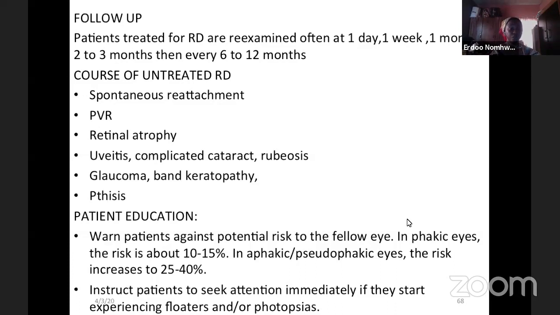It can spontaneously reattach. A proliferative vitreoretinopathy can arise. Retinal atrophy can ensue, the patient could end up with uveitis, have a complicated cataract, uveitis, iridis, glaucoma, band keratopathy, and the eye can become phthisical. So it's very good and important to always educate our patients, especially if it's occurring in the first eye, that there's a potential risk to the fellow eye. It's said that the risk in patients that have phakic eyes is about 10 to 15%, in aphakics is 25 to 40%. And then you also tell them that whenever, especially if it has happened in one eye, they start noticing floaters or photopsia, it's good that they come to the hospital immediately.